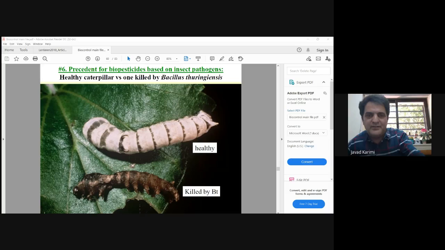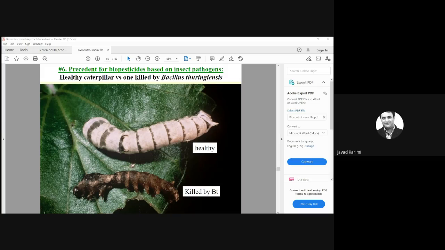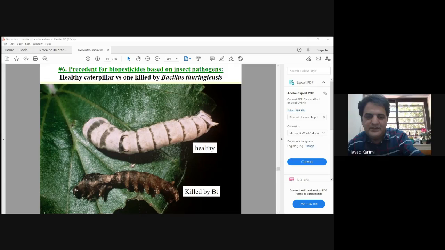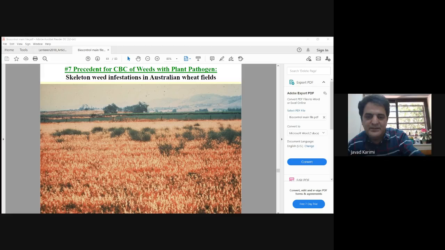type of biocontrol agent, Bacillus thuringiensis. This is a bacterium which is used for control of caterpillars. You can see a healthy larva here and one killed by BT in the lower part of this image.